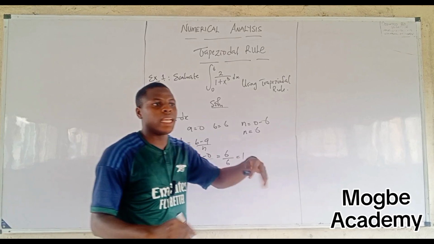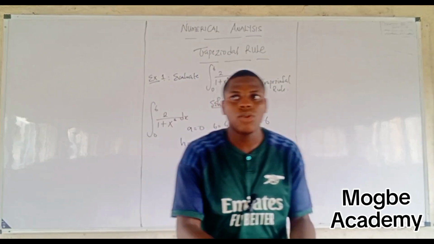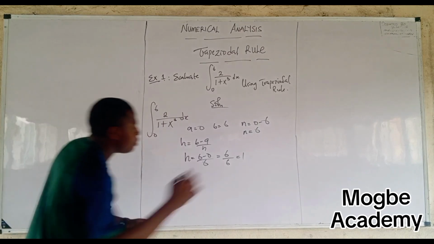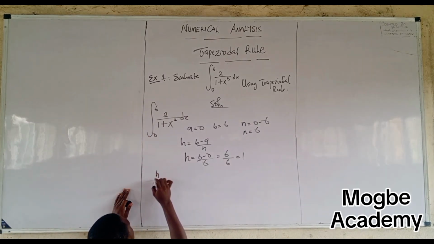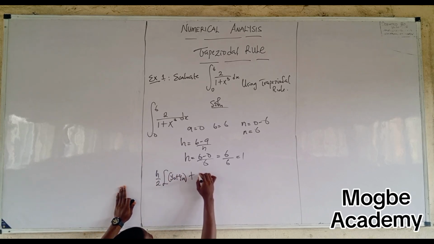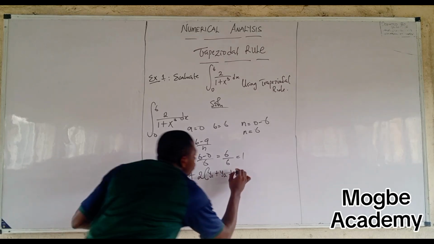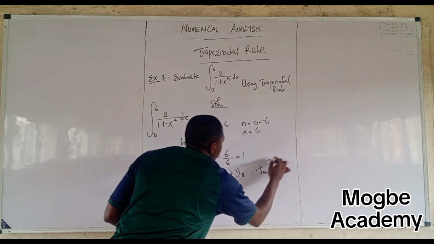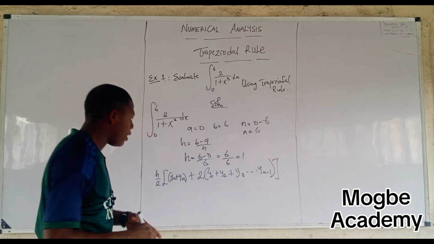Now the next thing is, apply your trapezoidal formula. Are we together? Apply your trapezoidal formula. Now your trapezoidal formula says h over 2 into y0 plus yn plus 2 bracket y1 plus y2 plus y3 to yn minus 1.